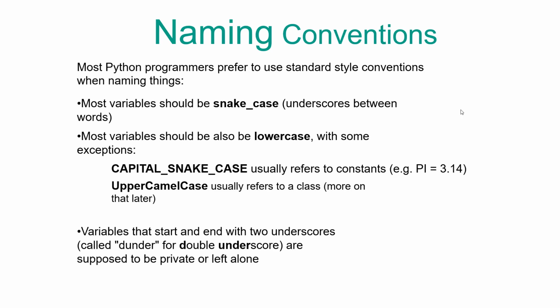Variables that start and end with two underscores are called dunder, or double underscore, and they are supposed to be private or left alone. Here is an example. If you see a variable named with double underscores, you should not touch it because it refers to something private or important that you should not mess with. If you try to modify it, something might change. So you should not touch these kinds of variables. They have special meanings, and we will also learn about them in detail in the future.